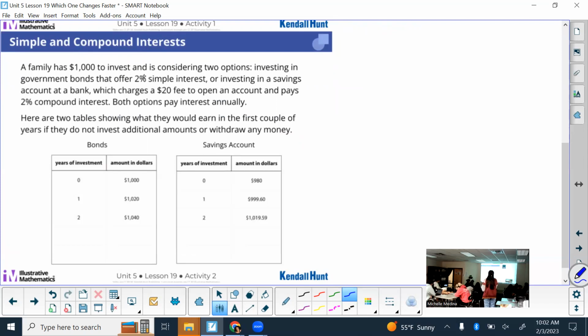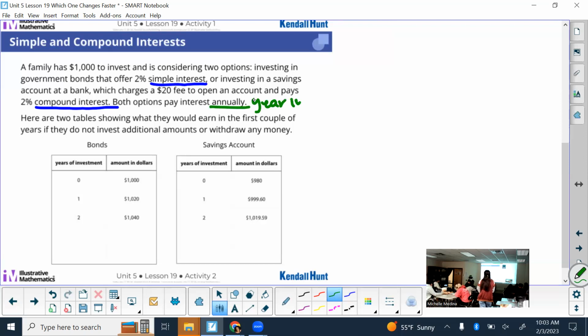Whenever it talks about different interest, by the way, and you don't know what it's talking about, try a Google search. I'm not going to lie to you. It'll tell you. These are really common phrases that people use. So simple interest versus compound interest. I know that compound interest means that it applies to your balance, so including your starting amount and any interest you already have. Anyway, it says both options pay interest annually. What does annually mean?